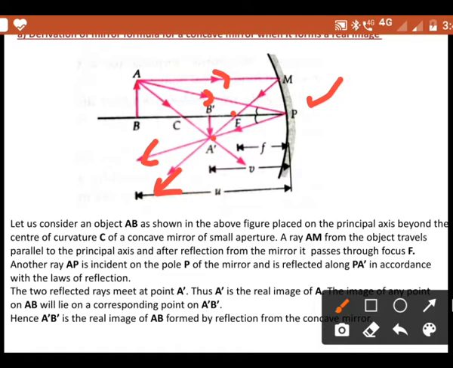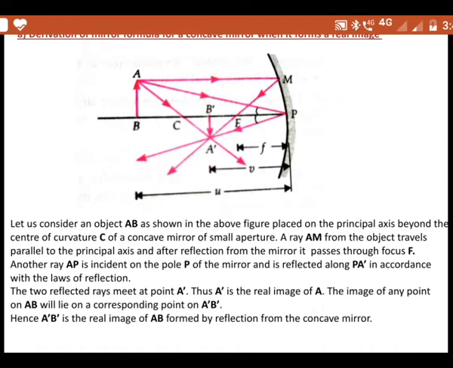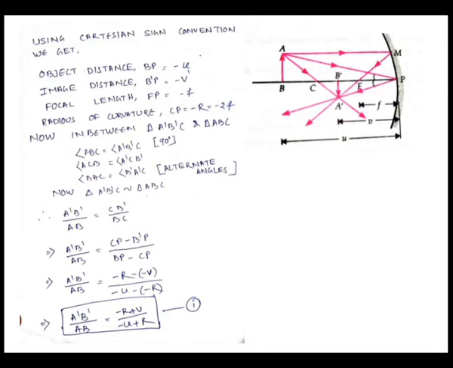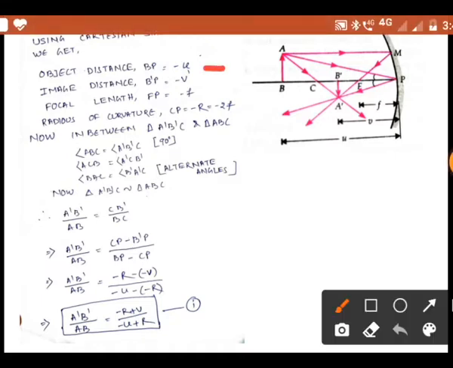Then let's derive the mirror formula using Cartesian sign convention. The object distance is minus u. The image distance is minus v. The focal length is minus f. The radius of curvature CP, the distance between the center of curvature and pole, or the radius of the hollow sphere, is minus r, which is equal to minus 2f.